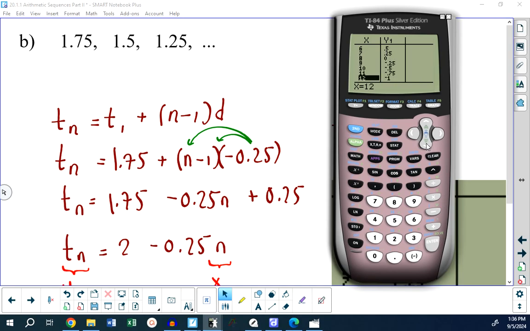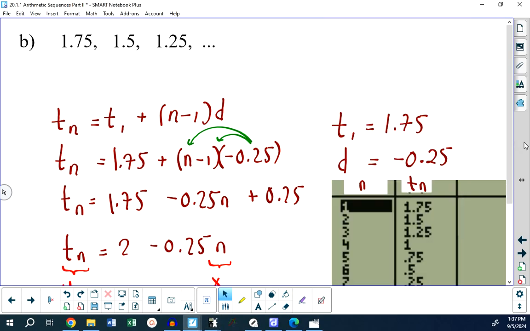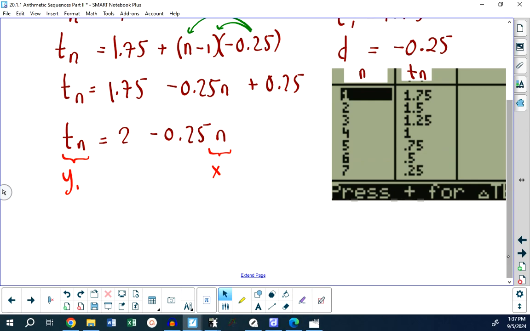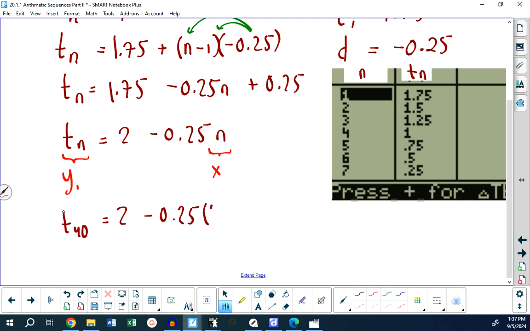Or go back to your table setup and start at 40. Right? And now if I go to my table, the 40th term is negative 8. But algebraically, let's find the 40th term. T sub 40 equals 2 minus 0.25 times 40. Do me a favor and run that through your calculator and make sure that you get negative 8.